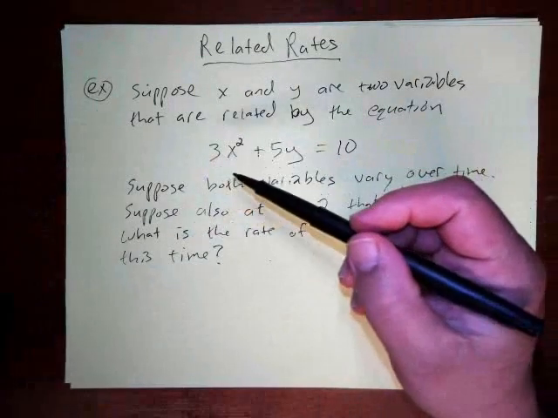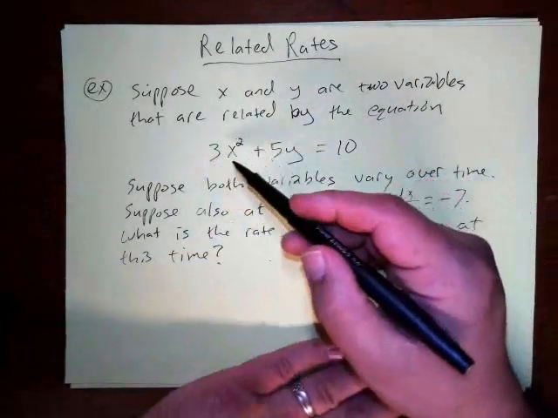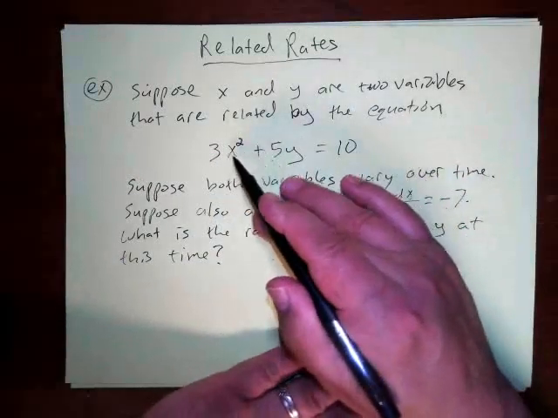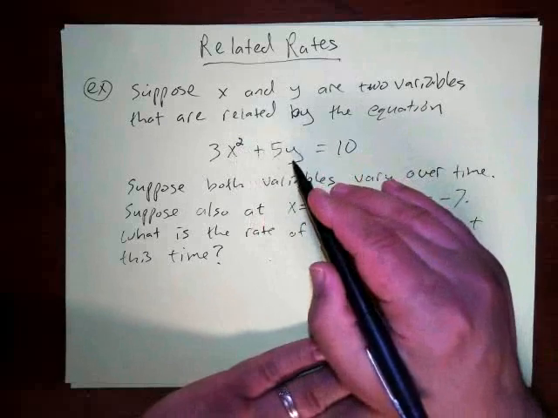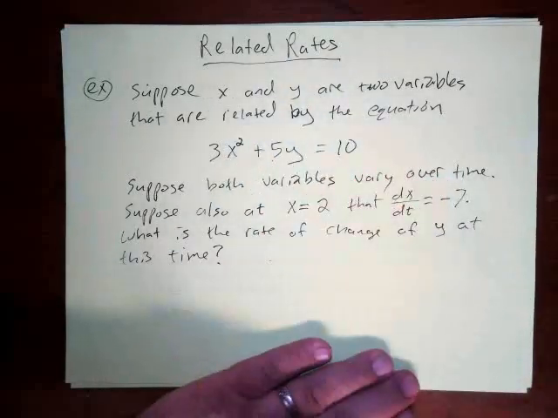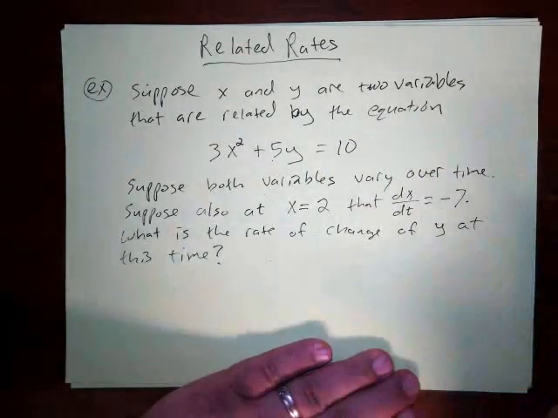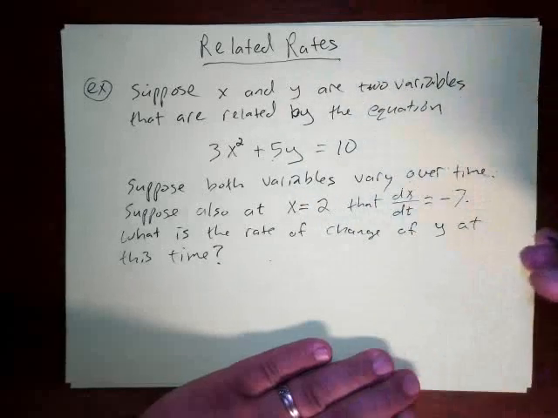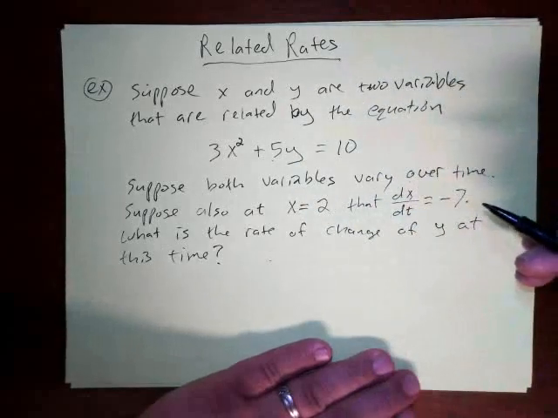So even though we don't know what the function is, there's some function here that relates x to t and that relates y to t. Both of these variables are changing with respect to time, and that's a function. So that's our implicit function that we're going to be using the derivative of.